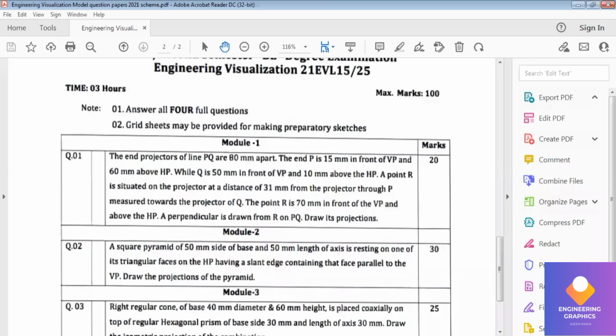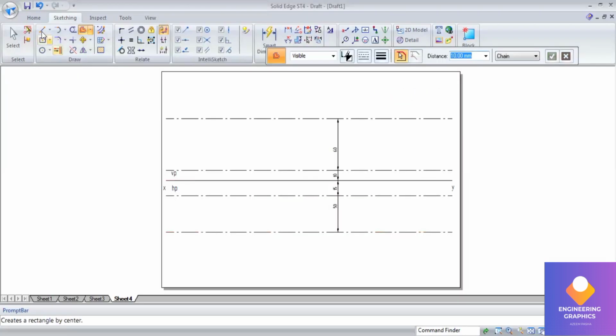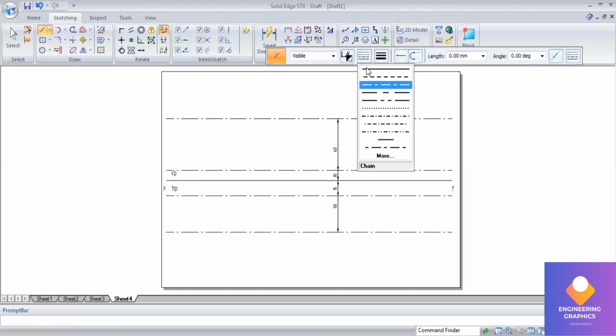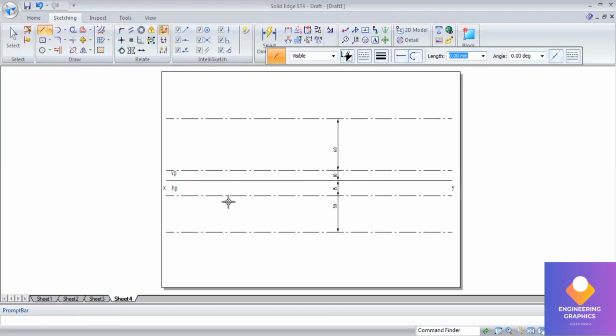You can see the distance between the end projectors given for the line PQ. It is 80 mm apart. First I will take a reference line for the end point P. Alright, this is P and this is P dash.